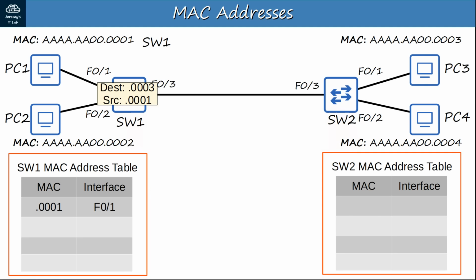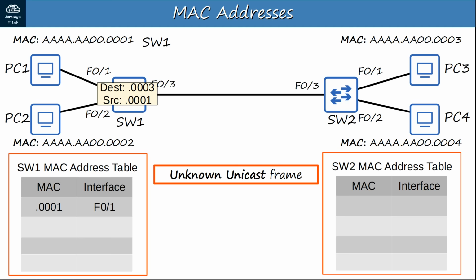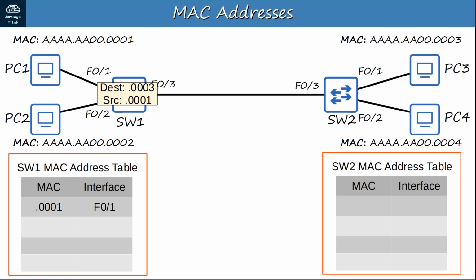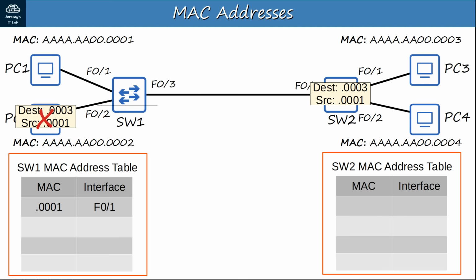Do you remember the name for this kind of frame? It's called an unknown unicast frame. And what does a switch do with an unknown unicast frame? It floods it out all of its ports, except the one it was received on. In this case, it will flood the frame out of F02 and F03, but not F01, because it received the frame on F01.